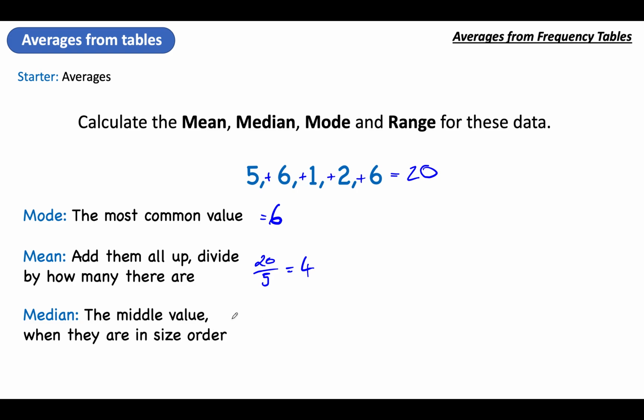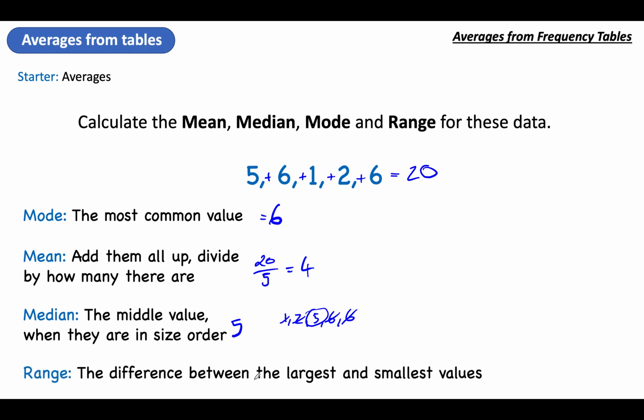The median, the middle value, but they have to be in size order. So you have to put them in order first. So let's do that. 1, 2, 5, 6 and then 6. And then it's usually quite common just to cross them off, but you have to cross them off in pairs. So the biggest and smallest, the biggest and smallest, and then see what's in the middle. In this case, it's a single number on its own, and it's a 5. So the median value is 5.